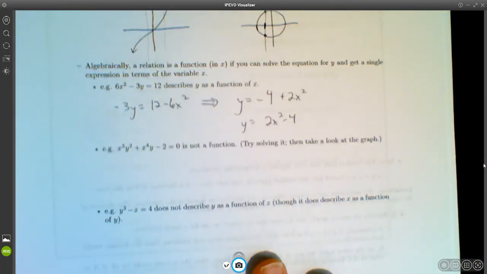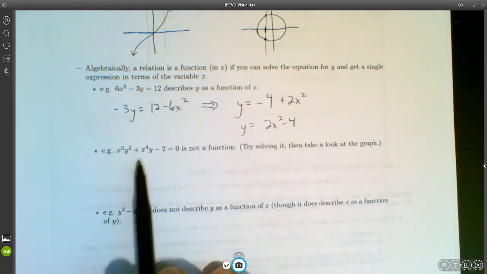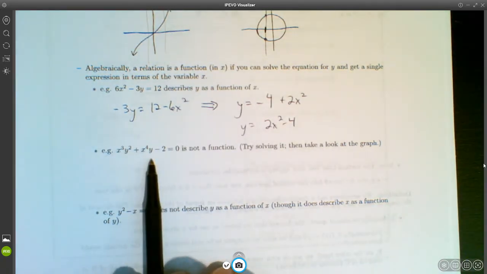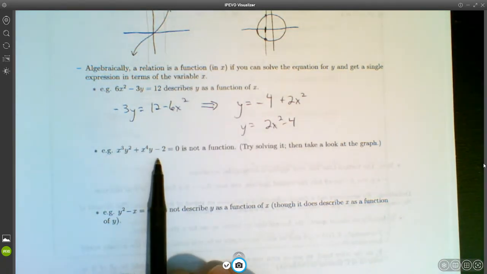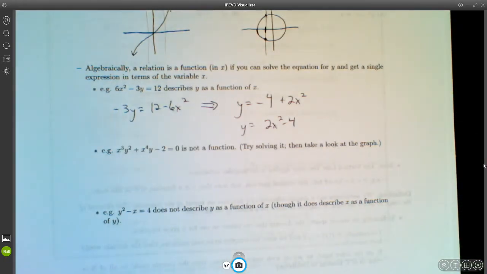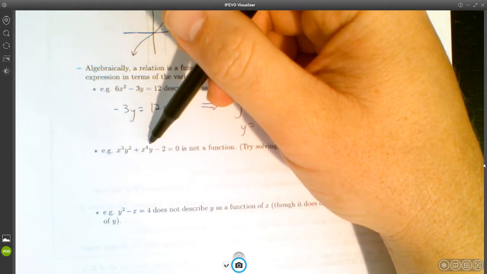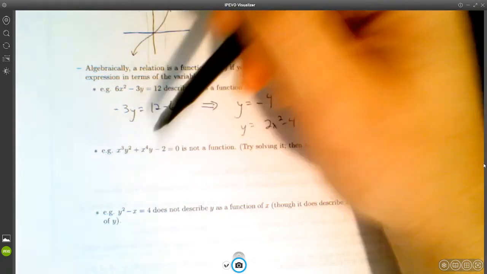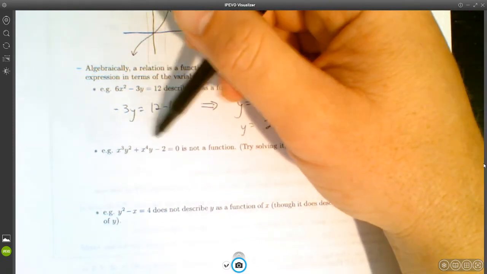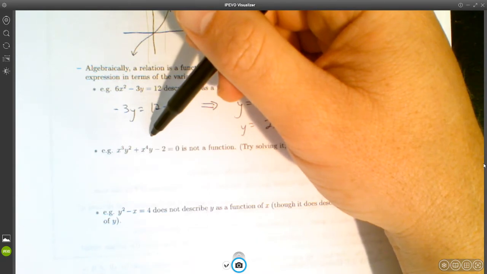On the other hand, something like this is not a function. We could try to solve this thing for y. I think our best bet, actually this is quadratic in y, so we could use the quadratic formula.